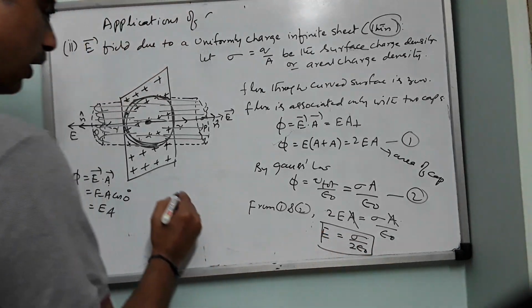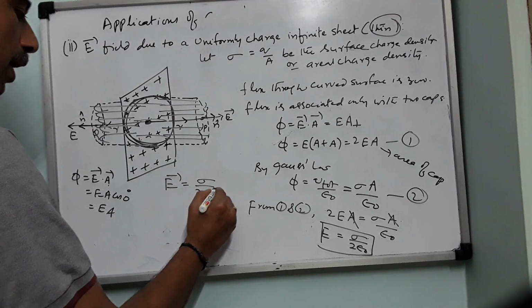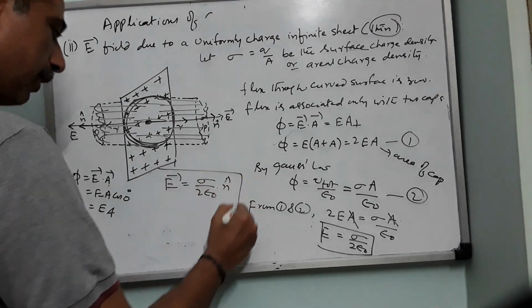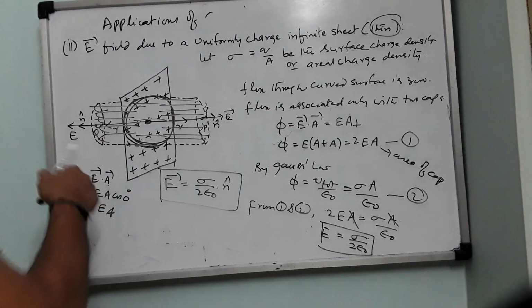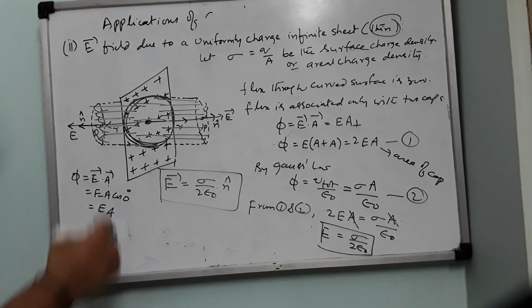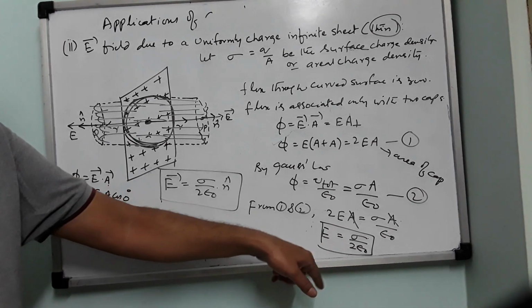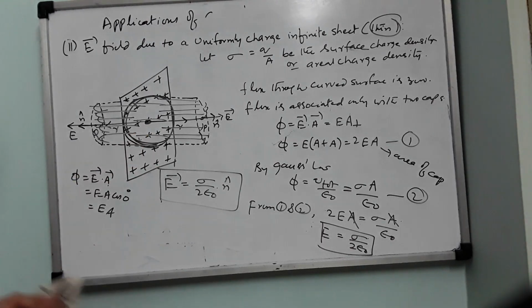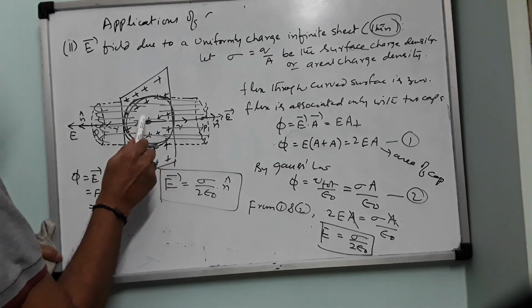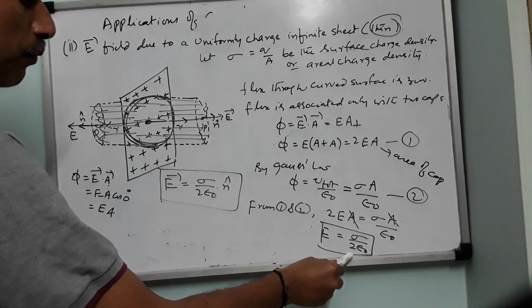If you write this in vector form, E vector equals sigma by 2 epsilon naught into n cap. N cap again, because it is perpendicular to the caps of the cylindrical Gaussian surface, radially outwards. A very surprising expression we obtained. Sigma is nothing but Q by A. This 2 epsilon naught is a constant. There is no involvement of this distance. From the center, I have imagined a point P at a distance R, and I am getting sigma by 2 epsilon naught.